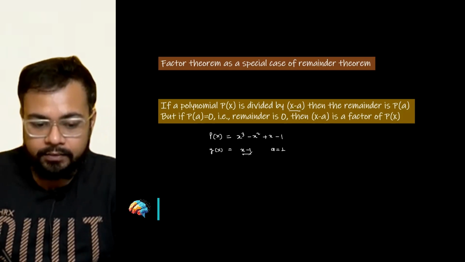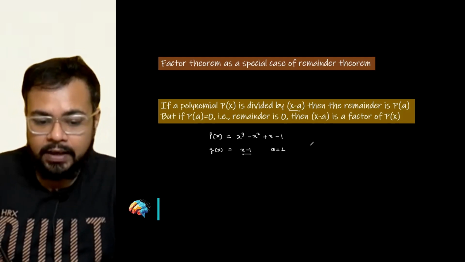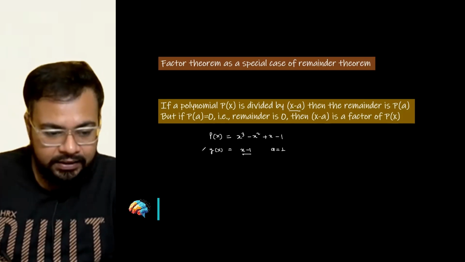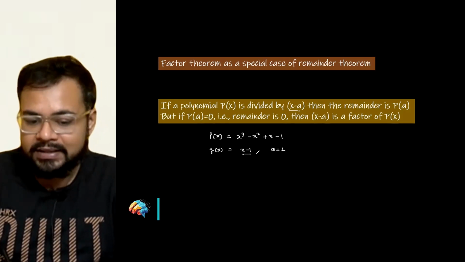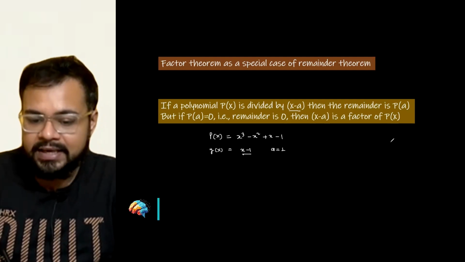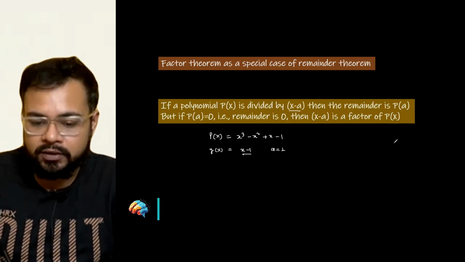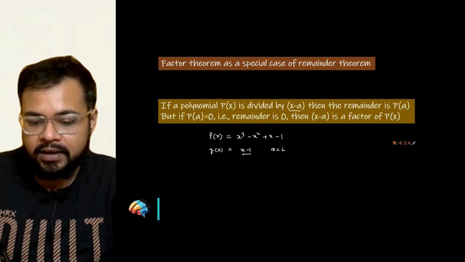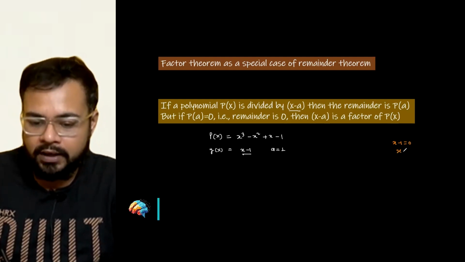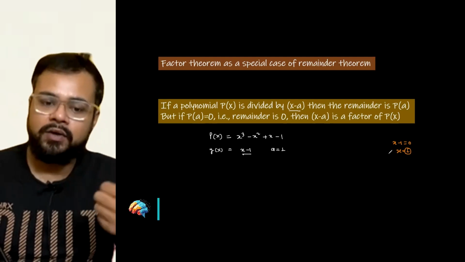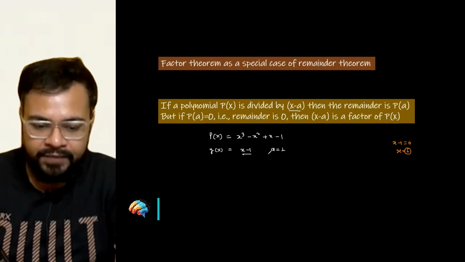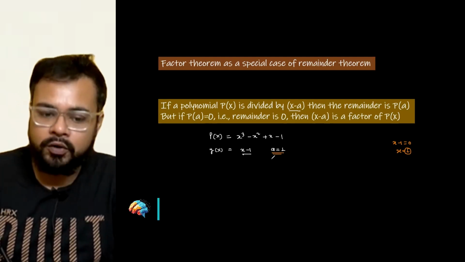How am I getting this? This can sometimes be very tricky. So this is just a bonus trick that I'm giving you: to determine this a, whatever that g(x) is given, equate it to 0. That means x minus 1 was given, right? x minus 1 equal to 0. x will come as 1. Whatever x's value is, that is your a. That is how you determine a. So this is your a equal to 1.